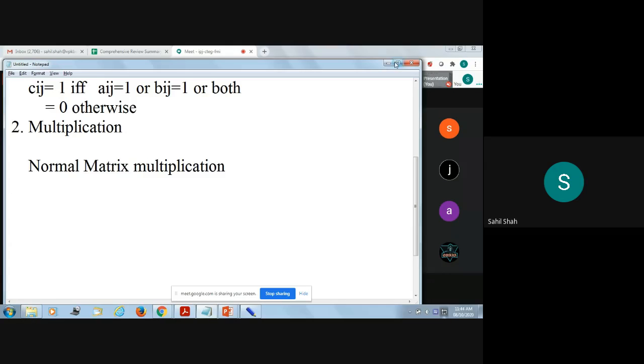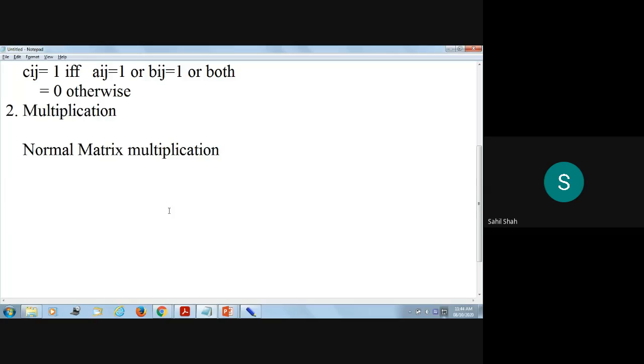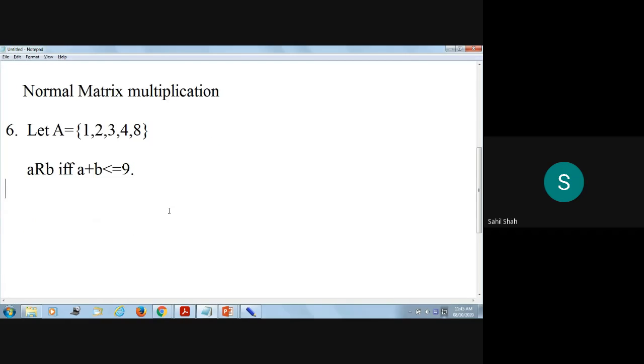So, going further, example number 6, I guess. Let A be a set having entries like 1, 2, 3, 4, 8. A is related to B, this is another way of representing a relation, if and only if A plus B is less than or equal to 9. Find R.